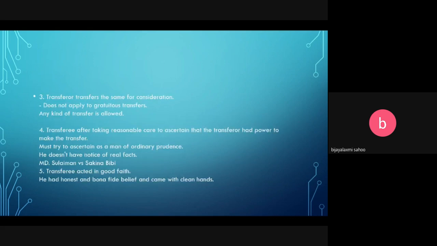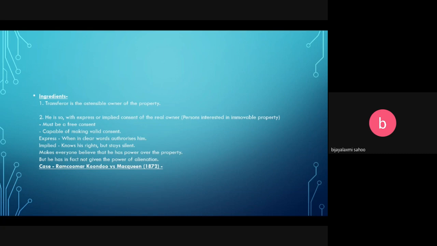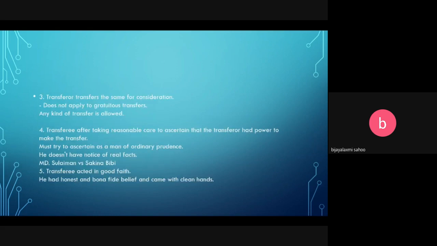So again, the third ingredient, we discussed two ingredients: that the transferor is the ostensible owner of the property; second, he is so with the express or implied consent of the real owner. Third is that the transferor transfers the same for consideration. So if it is a free transfer, a gift, a gratuitous transfer, then it will not be valid. For this concept to come into the picture, the transfer must be for consideration. Any kind of transfer can be done, lease, sale, mortgage, that is fine. But it must not be gratuitous, it must be for a consideration.